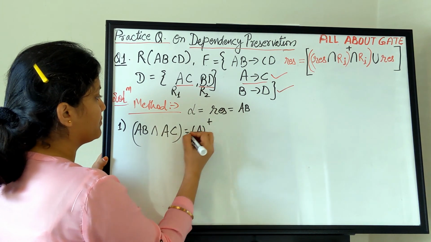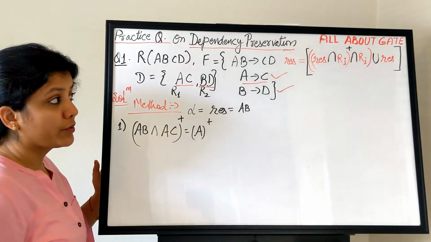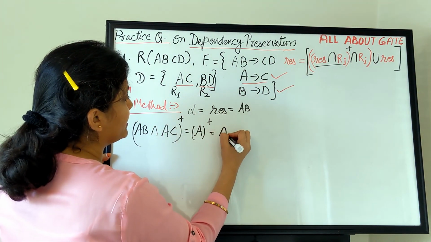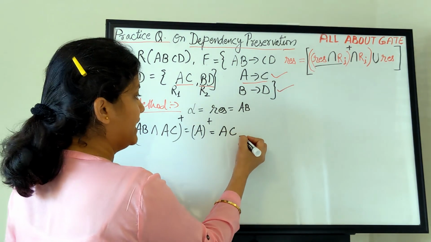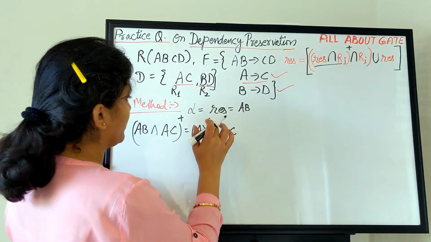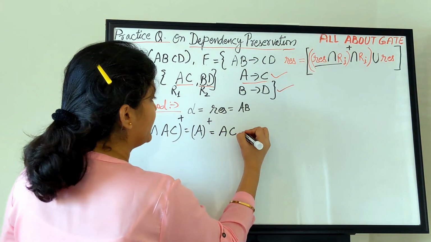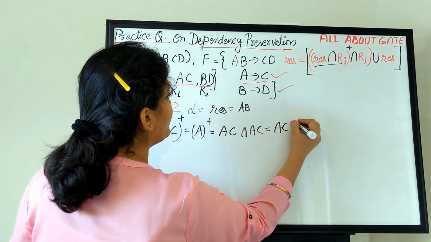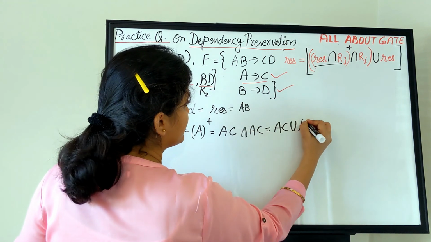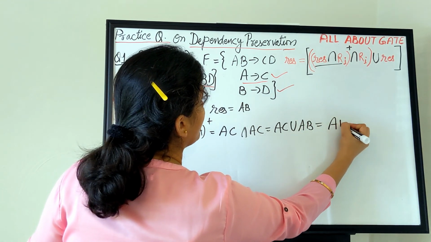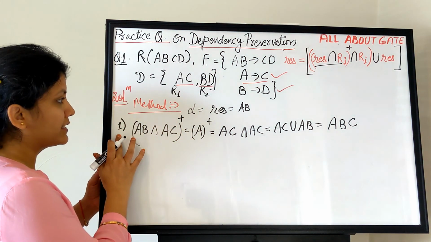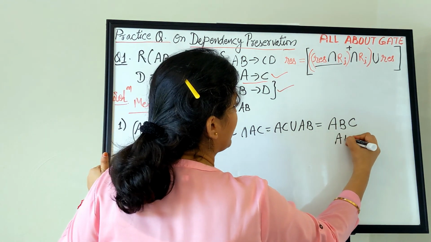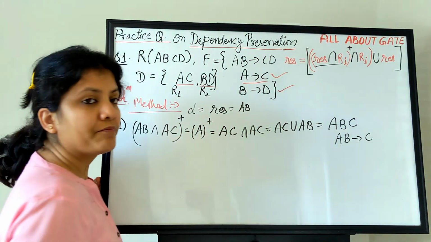Now take its closure. So A closure is what? From here, A closure is A and C. So after AC, what you are supposed to do is intersection with Ri. What is your Ri? It is AC. So intersection with AC is nothing but AC. Finally take its union with result, that is AB. So that gives you A, B, C. So after this first step, what was your result? Initially AB. Now it has become ABC. So what does it imply? It implies that AB can determine the value of C, correct?